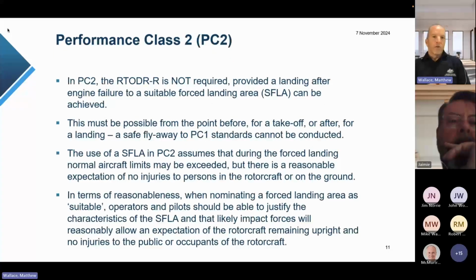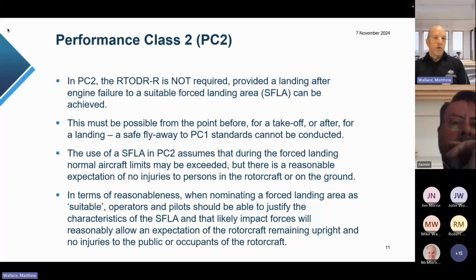So in PC2, the rejected takeoff distance is not required, providing a landing after engine failure to a suitable forced landing area can be achieved. And this must be possible from the point before for a takeoff or after for a landing. A safe flyaway to PC1 standards cannot be conducted.